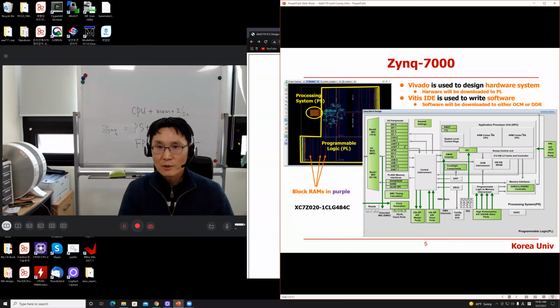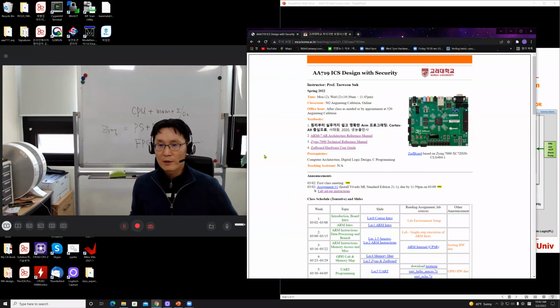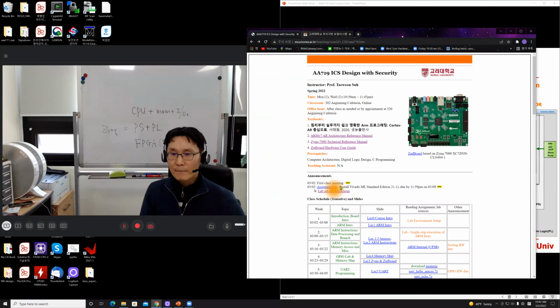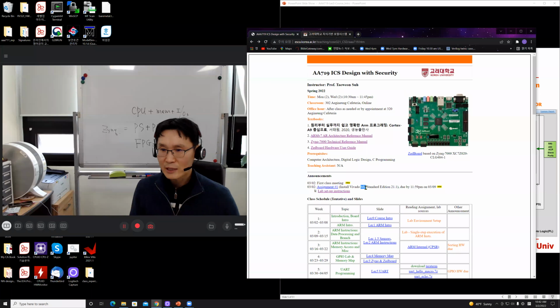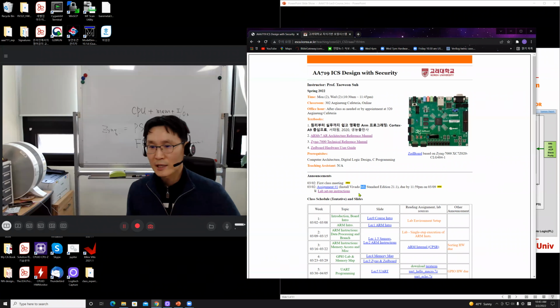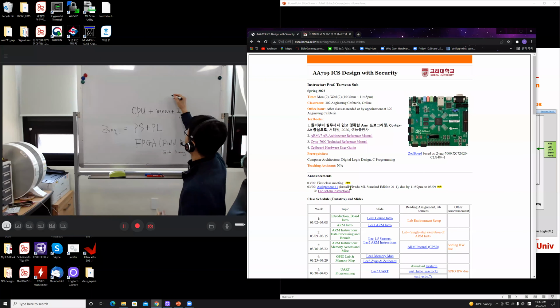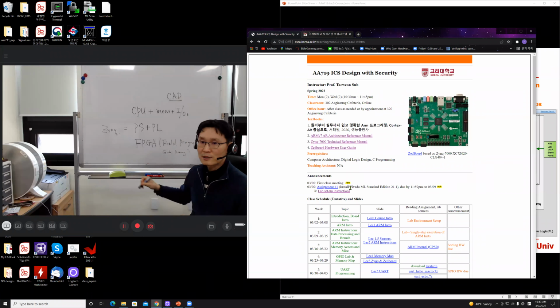So, I already posted the first assignment here. The first assignment is pretty easy, but it takes time. Install Vivado ML, machine learning, Standard Edition. It is a free version. You don't need a license to use that CAD tool, computer aided design, CAD tool.